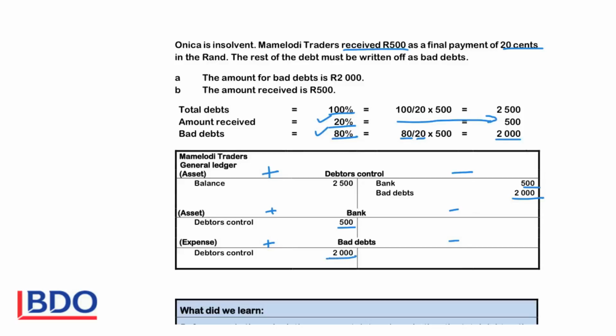with a 2,000. So you can see you have to read very carefully whether the amount received is given or whether the total debt is given, because depending on the information given, the calculation is done in different ways.